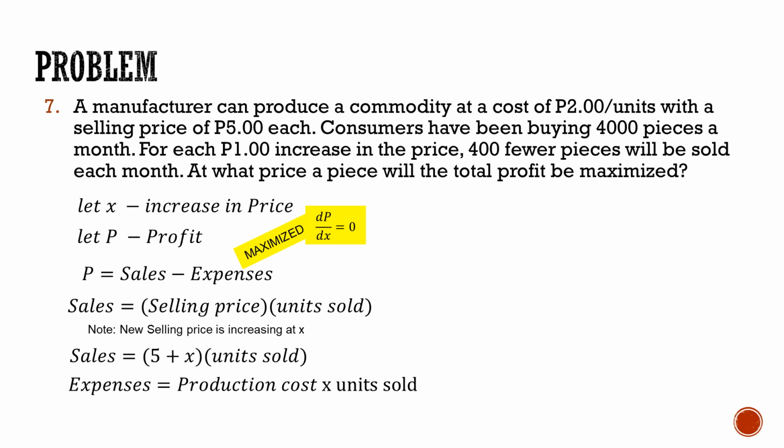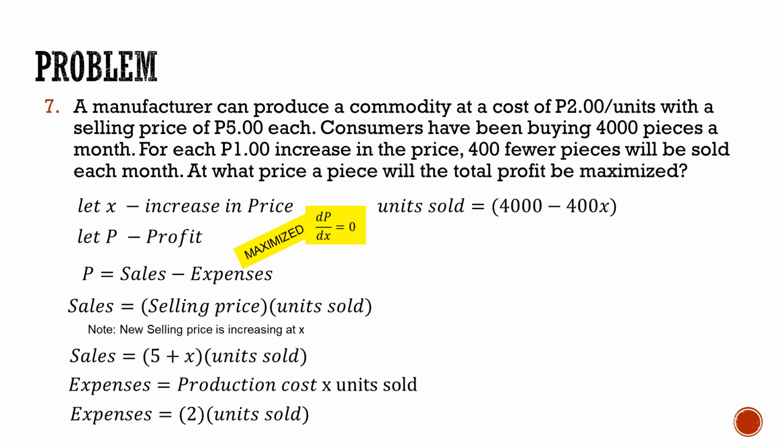So, sa expenses naman, production cost times unit sold. Yung production mo, sabi natin, is 2 pesos times unit sold. Ano ba yung unit sold? Is actually equal to 4,000 minus 400x. Saan nanggaling yan? Dun sa condition. So, sa data mo, sa forecast mo. Na kapag nag-increase ka, in every piso, nababawas yung 400 units na benta.